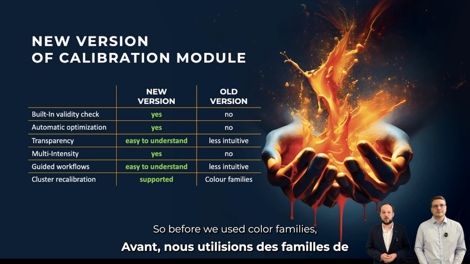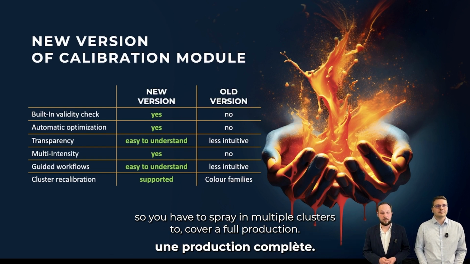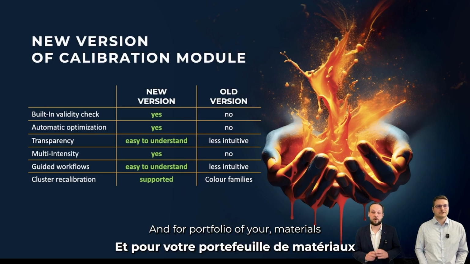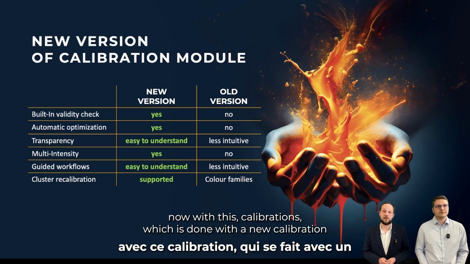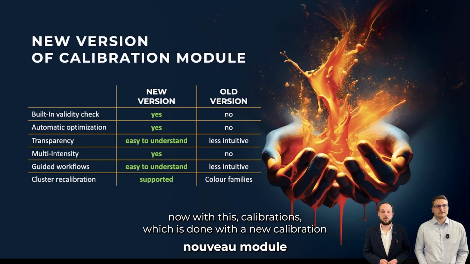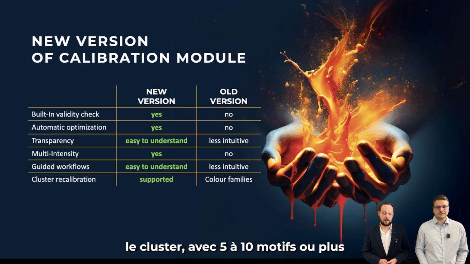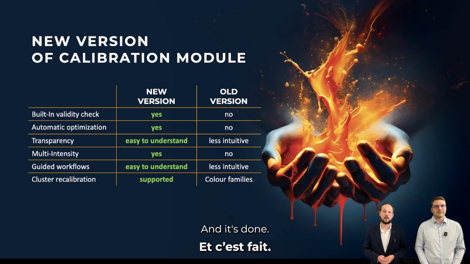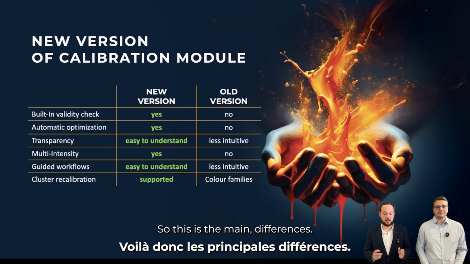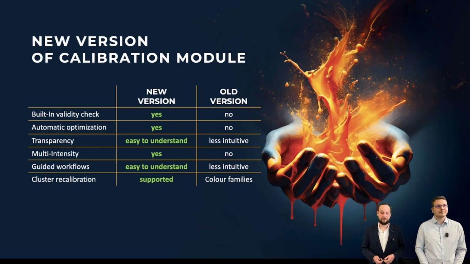Before, we used color families, so you had to spray multiple clusters to cover your full production and full portfolio of materials. Now with calibrations done with the new calibration module, you are able to simply recalibrate the cluster with 5 to 10 more patterns included in the cluster, and it's done. So these are the main differences, and let's move into the exact parts.